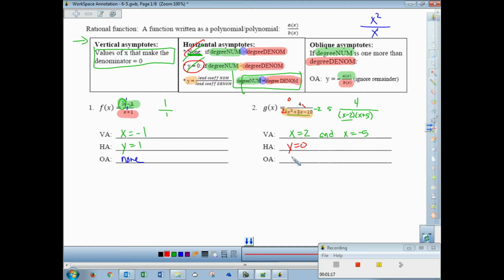There is none. I'll give you a secret. Can't have both of them at the same time. If you've got horizontal asymptotes, you can't have an oblique asymptote. If you've got oblique asymptotes, you can't have horizontal asymptotes. It doesn't work that way because, when do you get none?